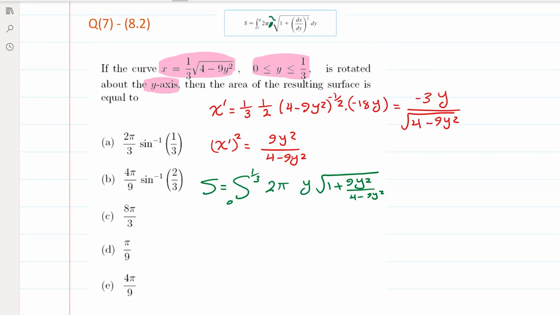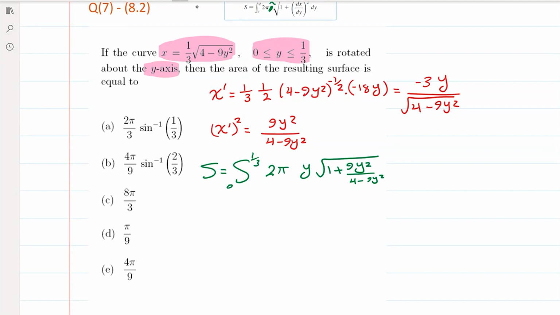This is the type I have here. It should be x, and instead of x I will use its value. Yes, 100%, that is what you meant. So this is x, and it should be in terms of y. Because here I have y, instead of x I will use what? 1/3 root of 4 minus 9y squared. Exactly. Before I didn't understand what you meant.